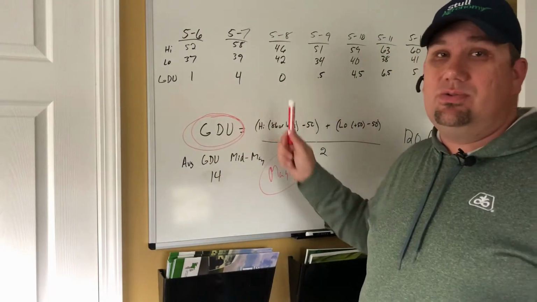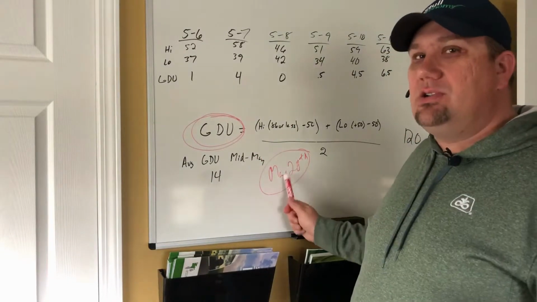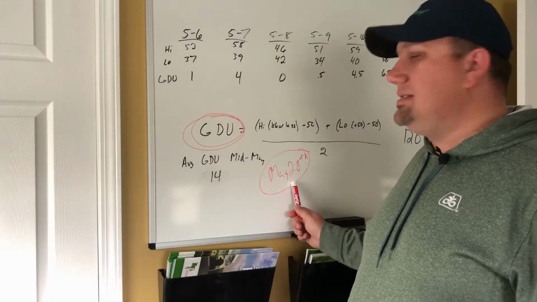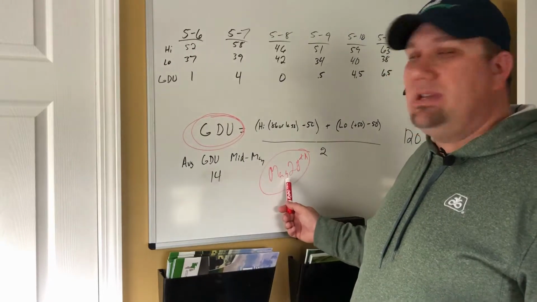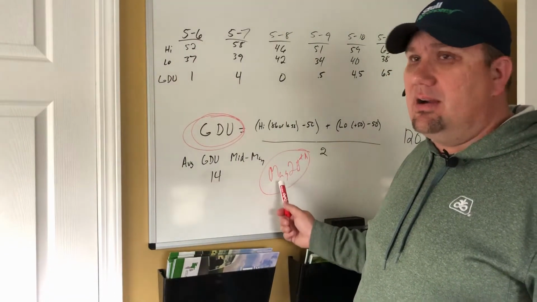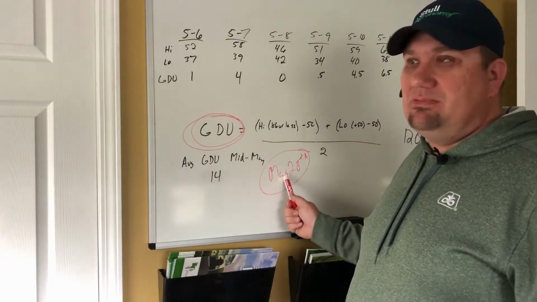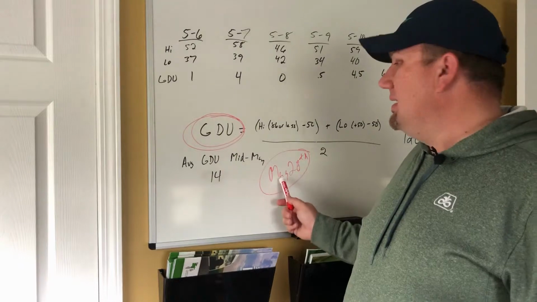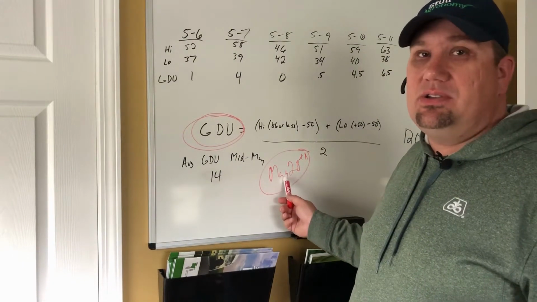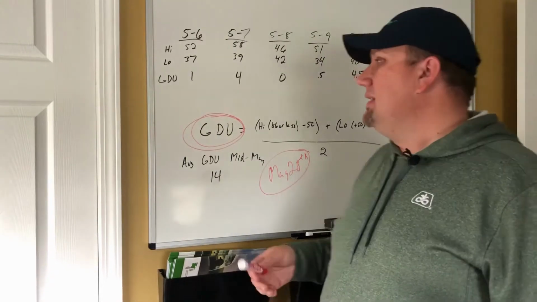So think about GDUs, think about when we're switching maturities. Don't freak out just yet. It's still May 6th. We've got 2 weeks to get stuff in. And if you're in a 105-day maturity zone like we are, and you've got 105-day in the shed, don't freak out until May 15th or so. I wouldn't even freak out then. I would just be cautious and understand what the dry down is on hybrids.